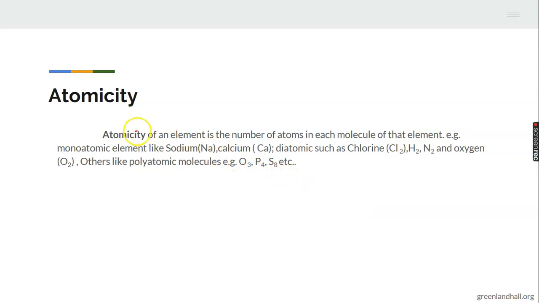Here we are talking about atomicity. The atomicity of an element is the number of atoms in each molecule of that element. For example, we have monoatomic elements like sodium and calcium, and diatomic elements like chlorine, hydrogen, nitrogen and oxygen. Others are polyatomic, with maybe 3, 4, 5, 6, 7, 8 atoms, as the case may be.